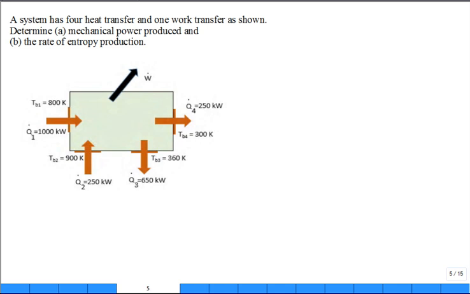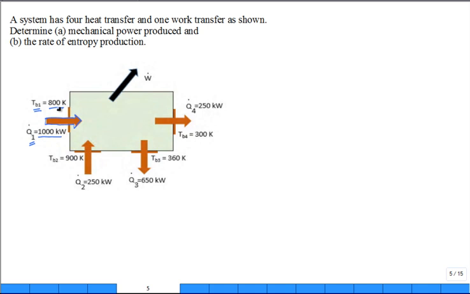type of system. Here is a system that has four heat transfers and one work transfer as shown. Here is a heat transfer right here. It's showing it coming in, and it's a Q dot. See the dot on top? That's a power, a rate of heat transfer. It's a rate of heat transfer coming in, 1,000 kilowatts, subscript 1, and the boundary temperature is 800 Kelvin.